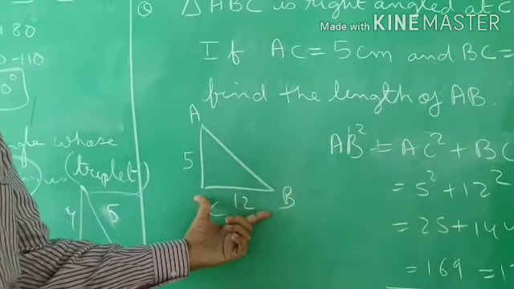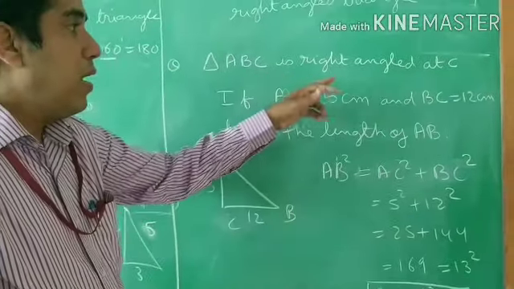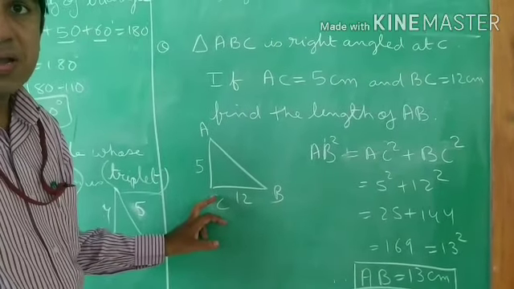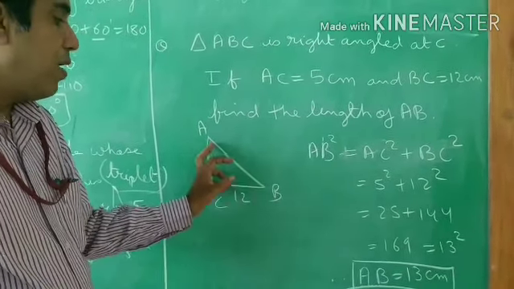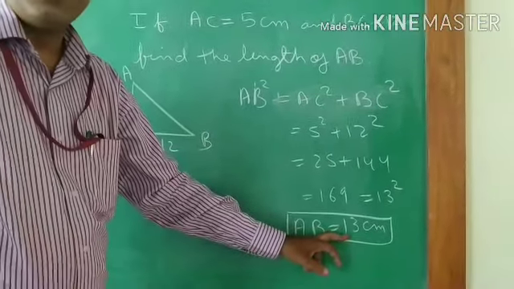Be precise and see how the triangle is formed, and where is the right angle? It is at C. The position of the right angle matters here. The side opposite to it is the hypotenuse. So you can see I got the result: AB is equal to 13 cm.